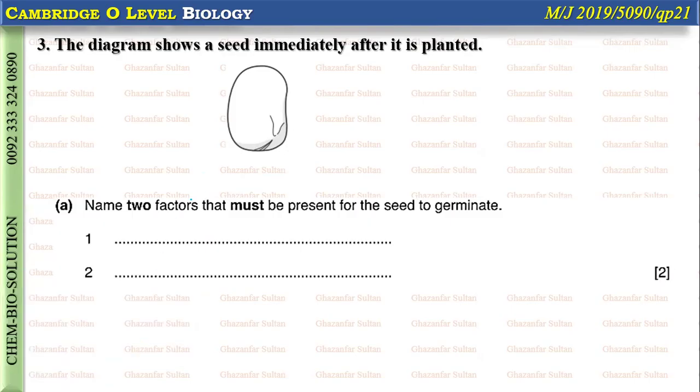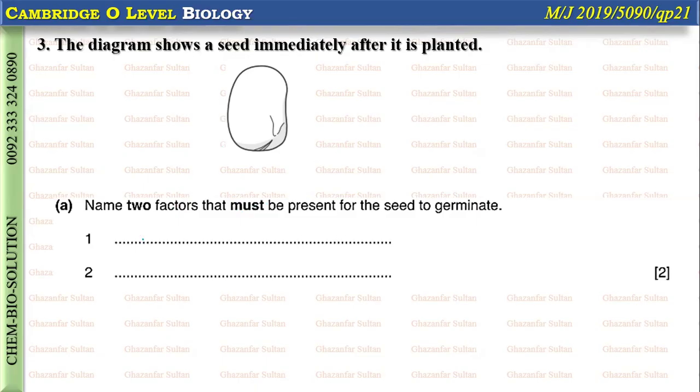This is question number 3 from May-June 2019, QP21. The diagram shows a seed immediately after it is planted. So you can see here the radicle. Now you are to write two factors that must be present for a seed to germinate. So actually, this is related to the germination of seed.